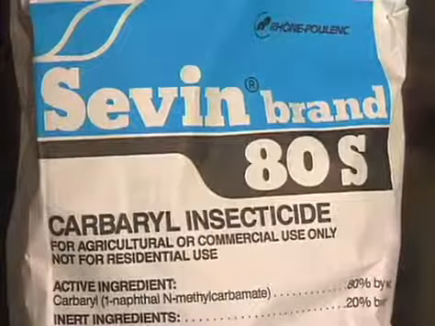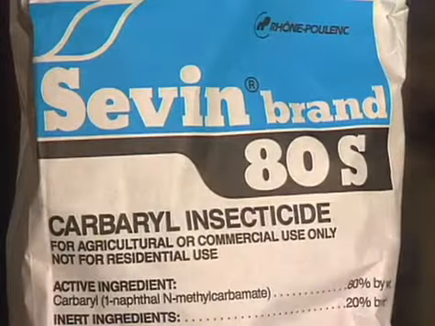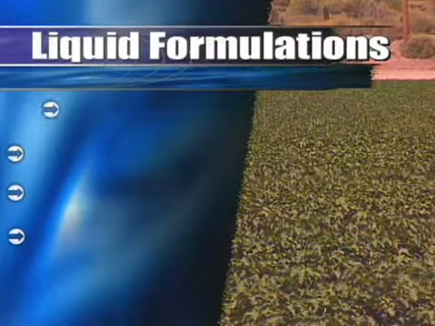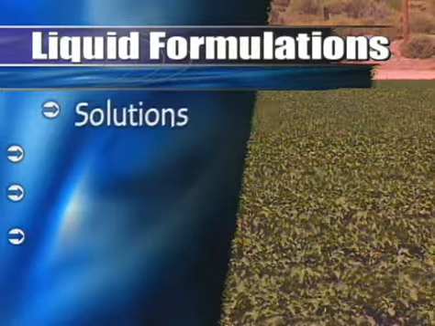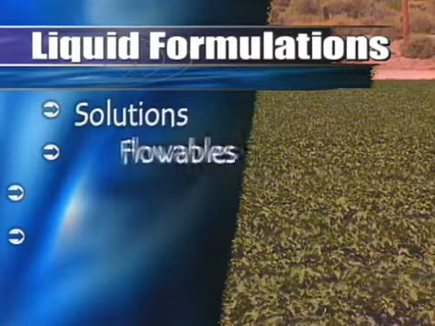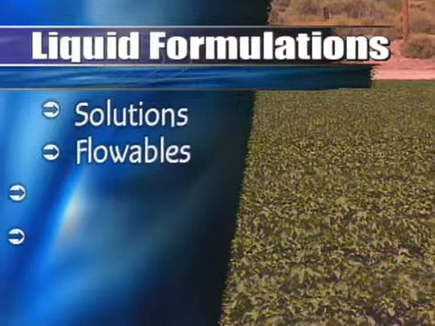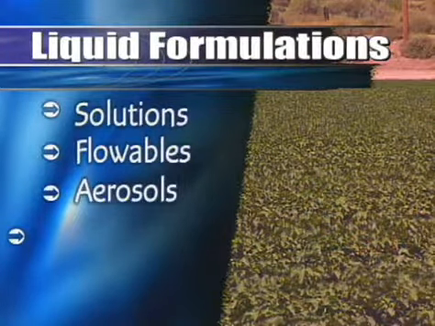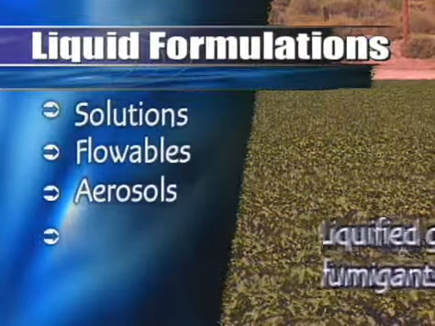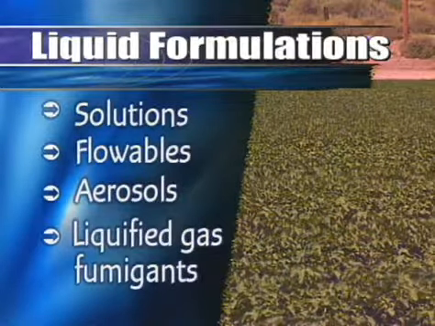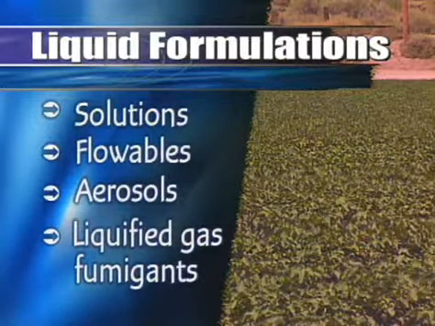Once the type of pesticide is determined, the formulation can be selected. Formulations are either liquid or dry. There are 4 types of liquid formulations. Solutions are one formulation that comes ready for use and requires special application equipment. Flowables must be mixed with water. Aerosols in low concentration are often used indoors as a fine spray or mist. Liquefied gas fumigants turn into gas when applied. Some are packed in pressure containers.